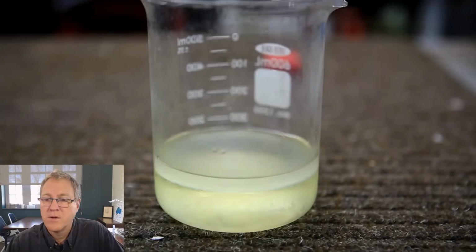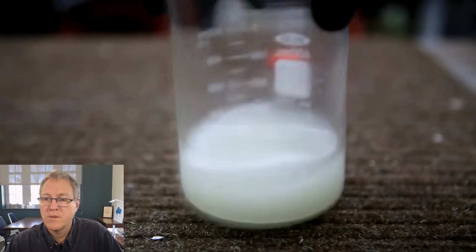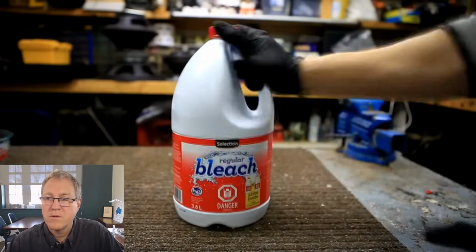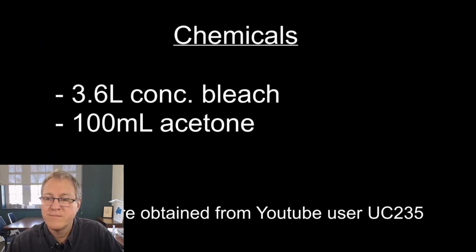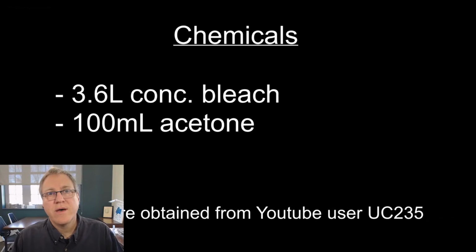Historically, chloroform was widely used as an anesthetic, but nowadays it's mostly used just as a solvent. Interestingly, it can be easily made from common household products. In this experiment, the major chemicals I used were 3.6 liters of concentrated bleach and 100 milliliters of acetone. Now, I would have never thought of making chloroform from bleach and acetone. And those are two very available reagents.